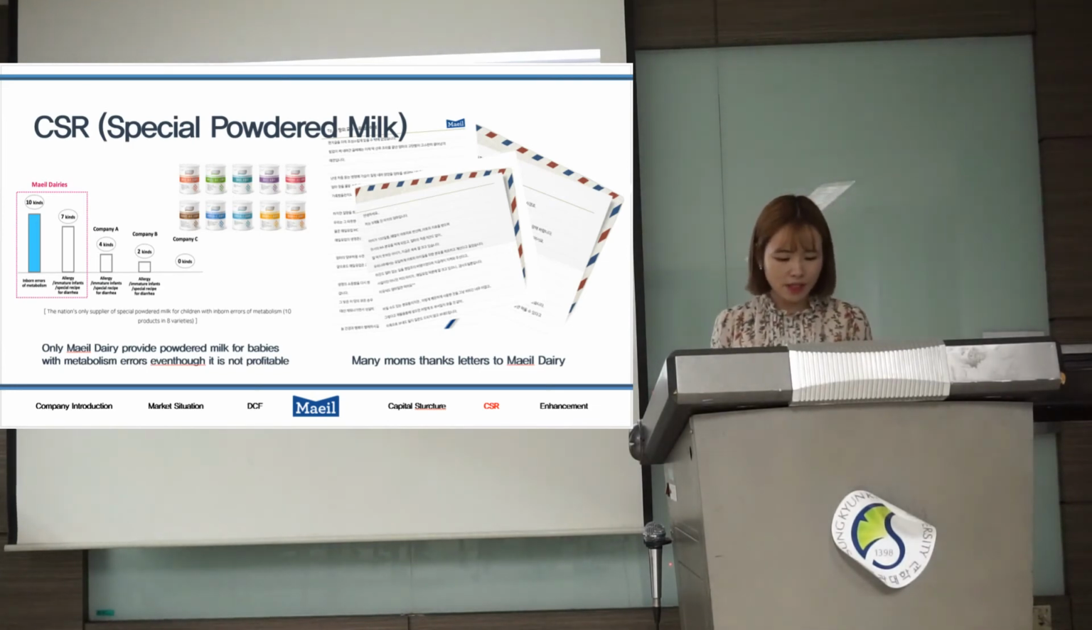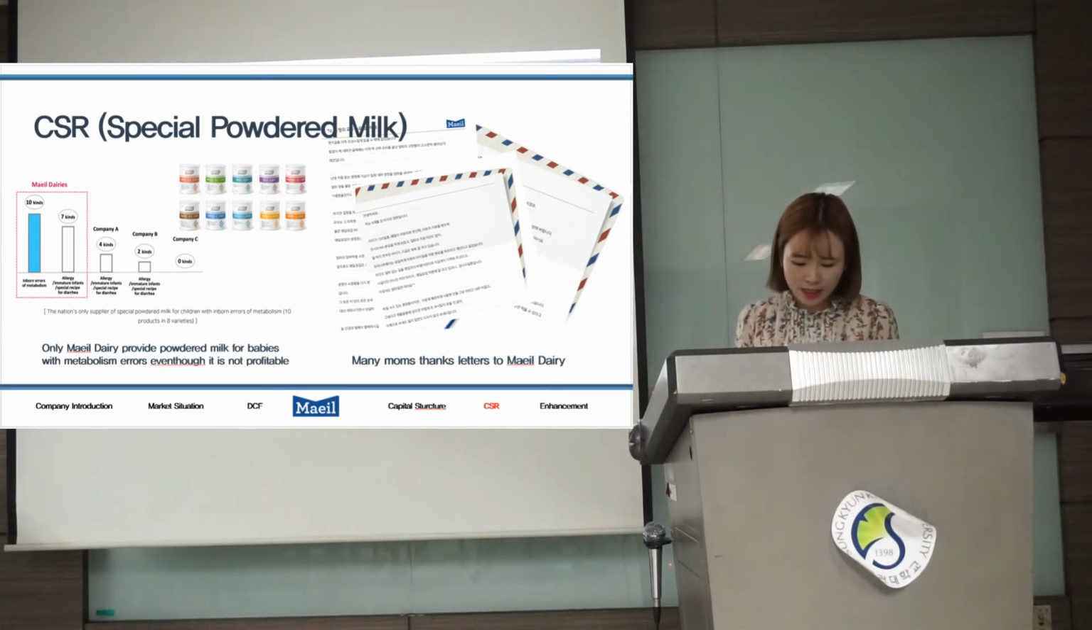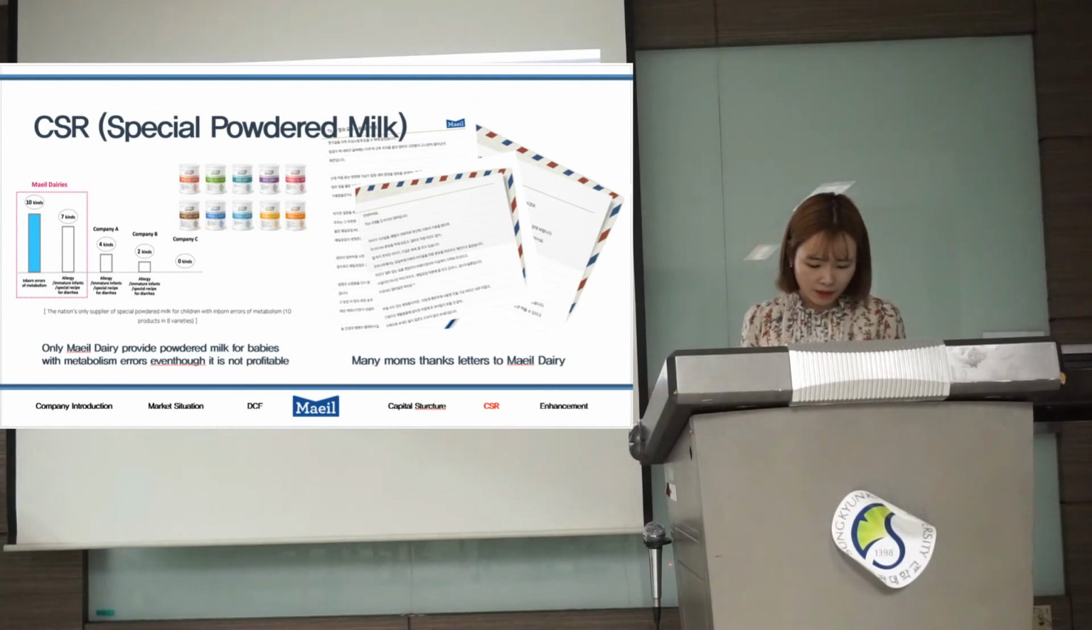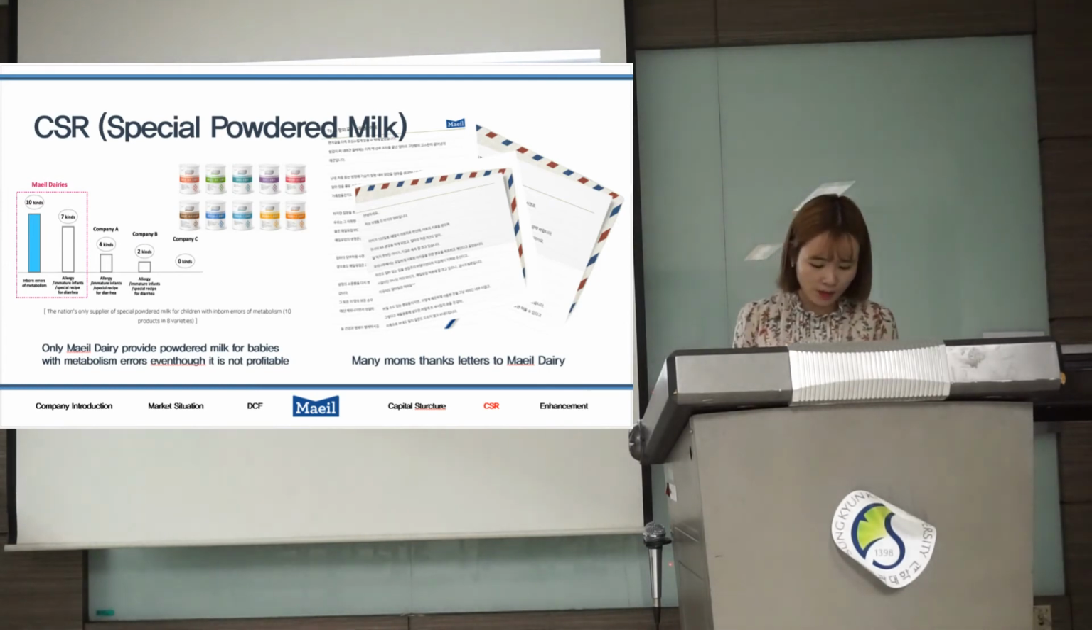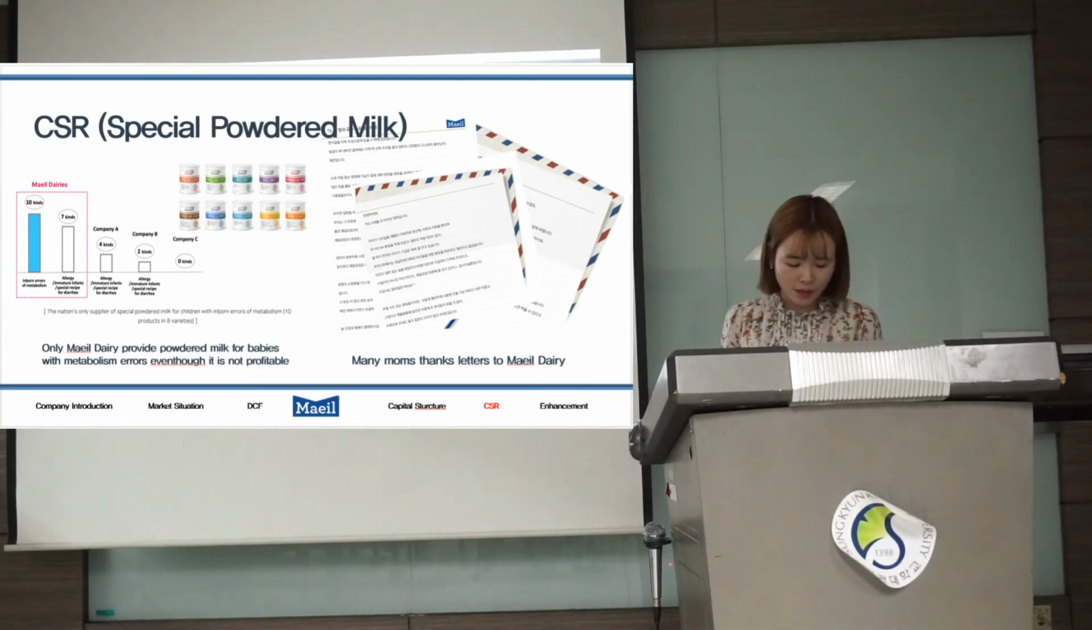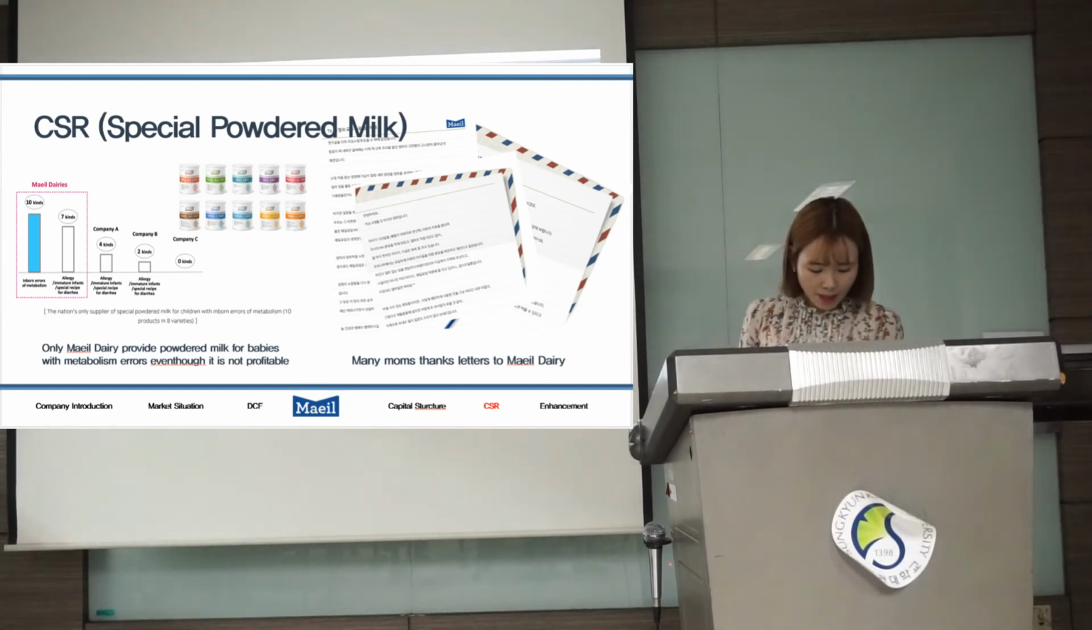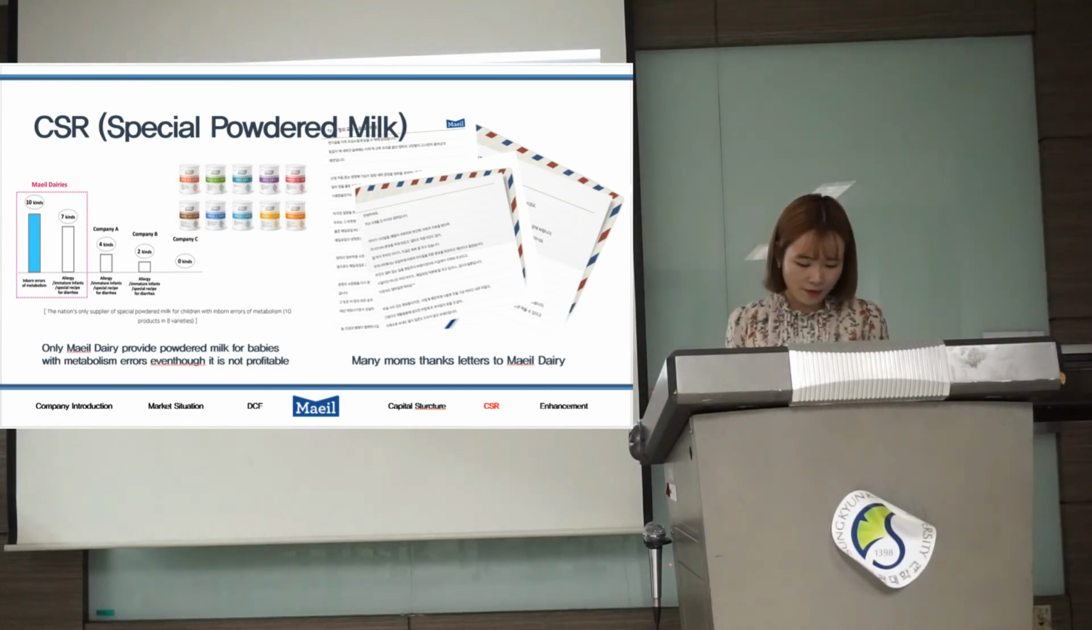Special powdered milk is not a profitable product, and Maeil has produced it for 10 years. Every year, Maeil produces 20,000 cans of special powdered milk, and only 2,500 cans are sold because of low demand. The rest of the special powdered milk is thrown away. Since Maeil thinks that the company should not only make profit but also have a responsibility to fulfill everyone's demands, they are trying their best to produce the special powdered milk.